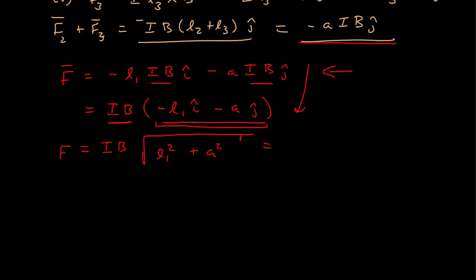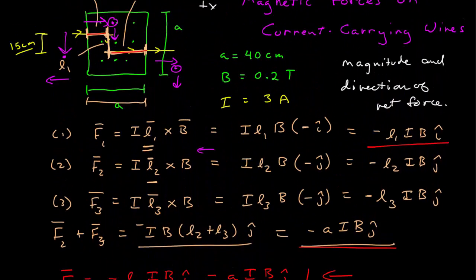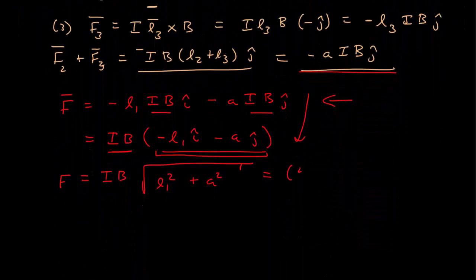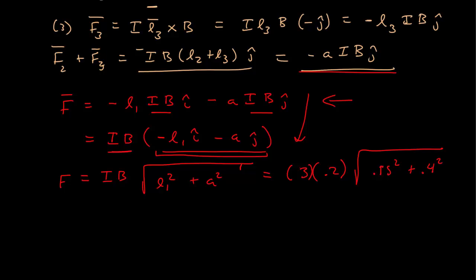All right, so we have the current, what did we say the current was? Current was 3 amps. The magnetic field was 0.2 Tesla. And then L1 was, or A, I guess, L1, fine. You talked me into it. 0.15 squared plus A, 0.4 squared, and if I put that now into my calculator, I get 0.256 newtons. Okay? There's the magnitude of the force.